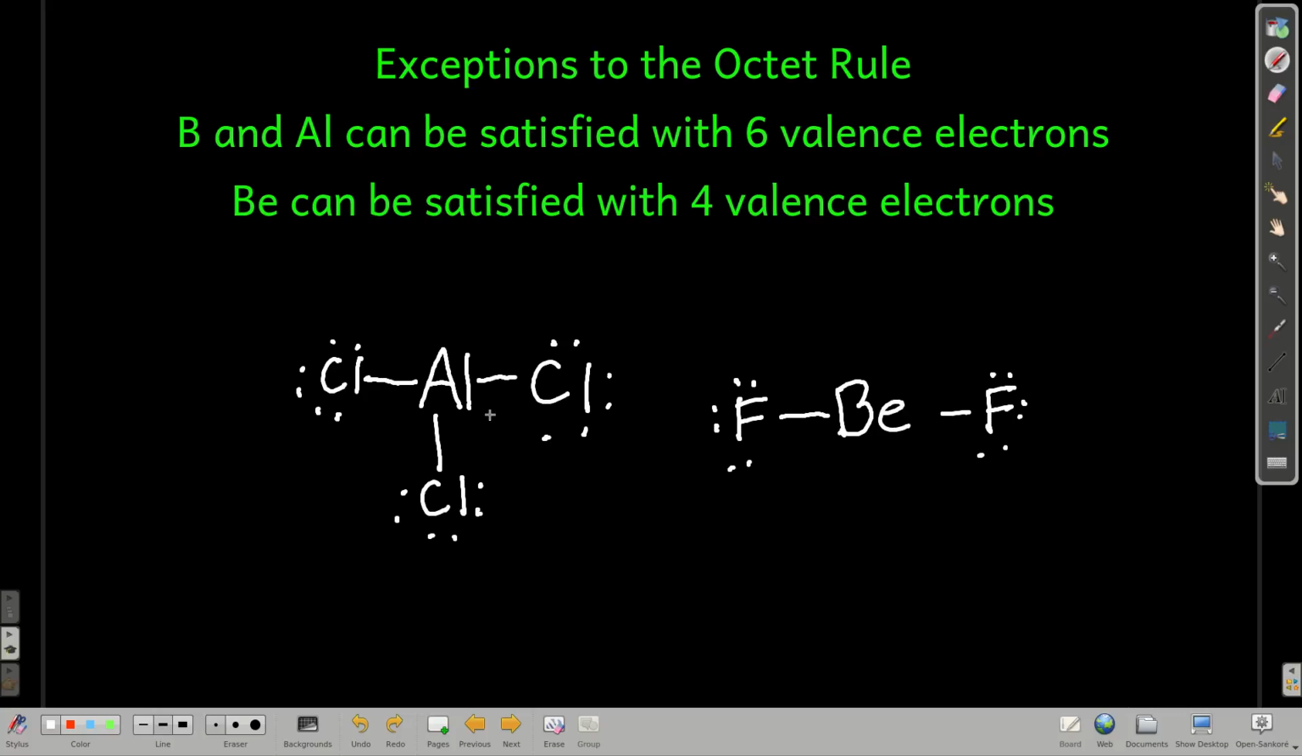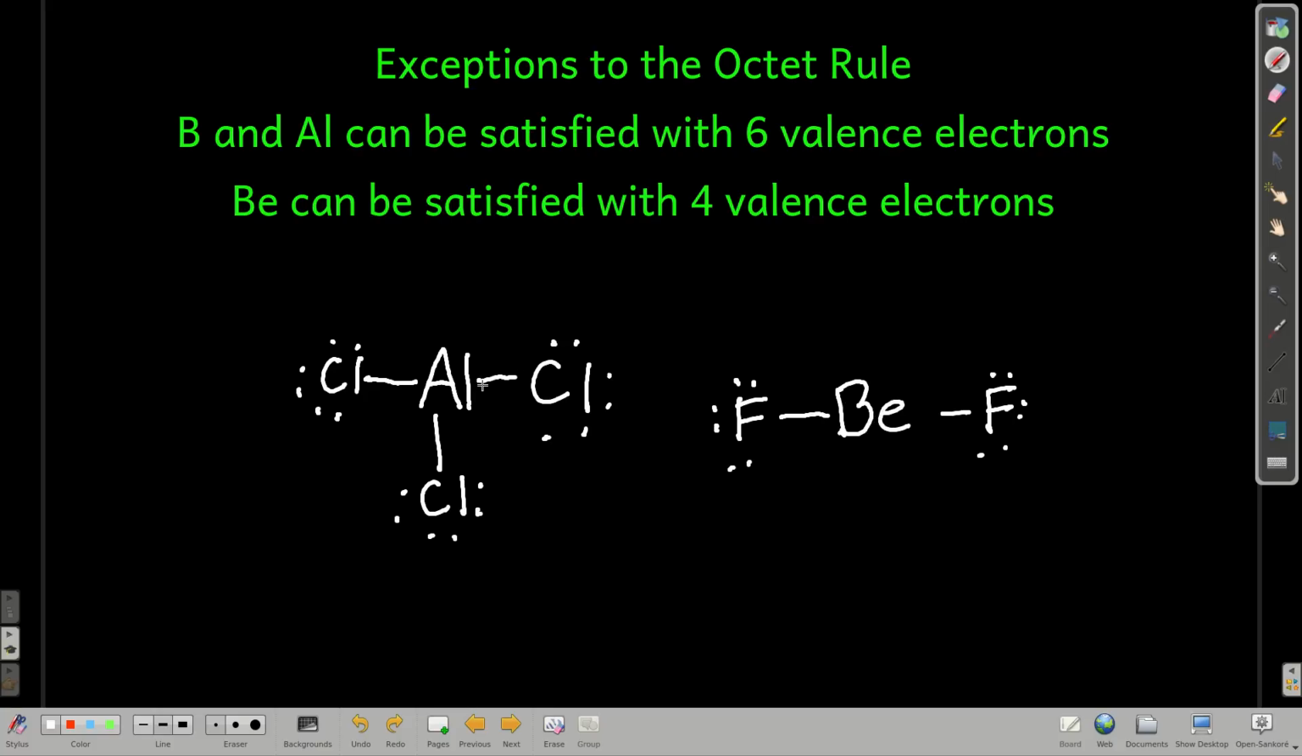If you calculate the formal charge for all the elements here, they're all 0. Boron is like that too. Now beryllium, it's satisfied with 4 valence electrons. It's, for example, in beryllium fluoride. This is the structure right here.